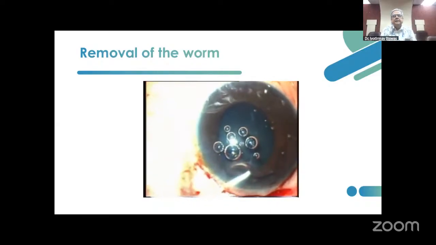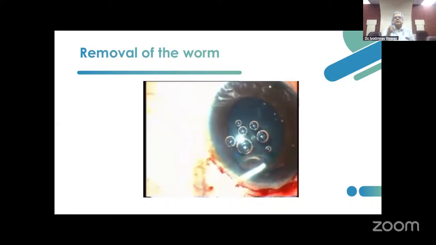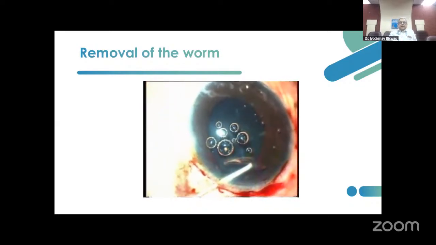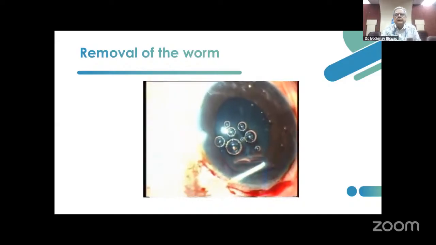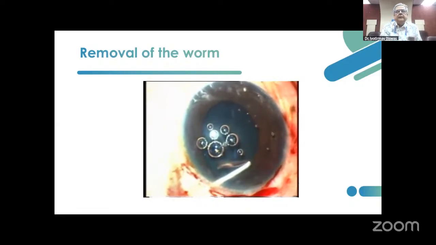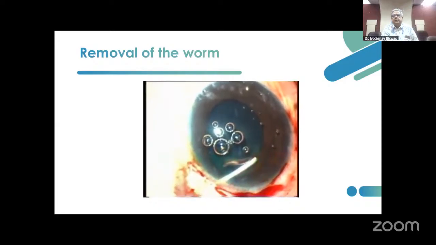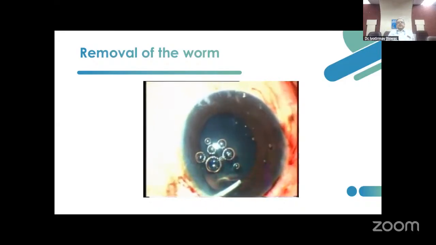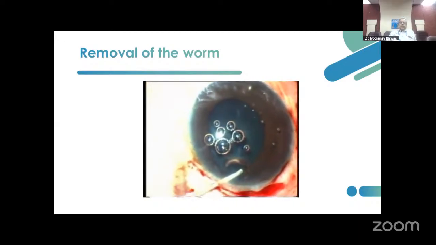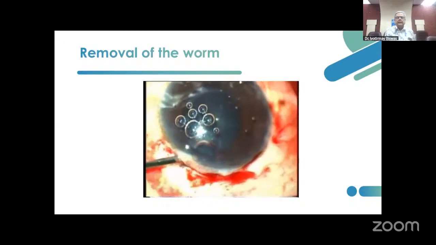This is the parasite. You try to suck it with the forceps, and also with Sankara, we wanted to do it. It didn't come. We put an air bubble and tried to take it out. We just see, be patient. We were patient to remove the parasite. It was very difficult to remove a moving parasite from the eye.